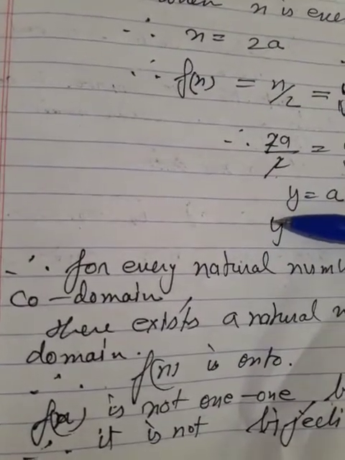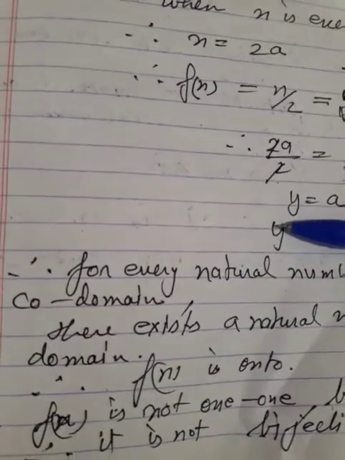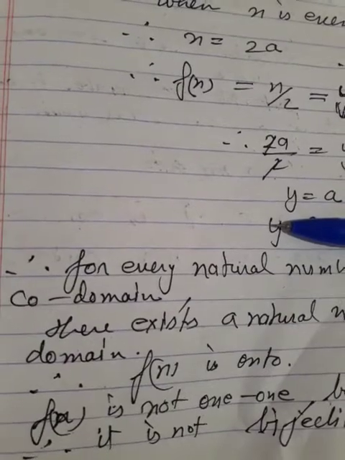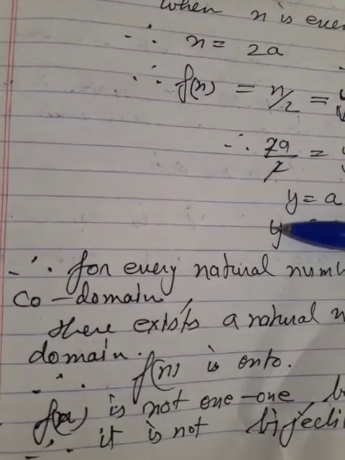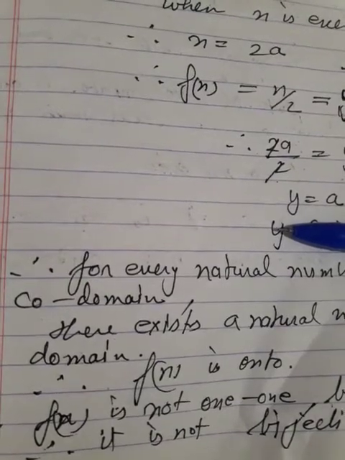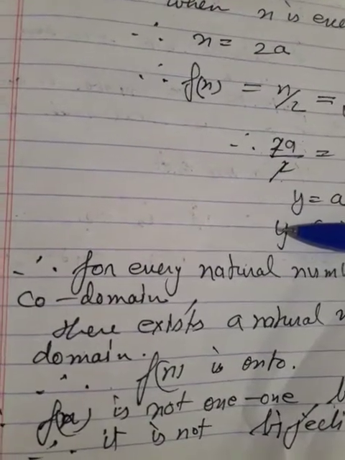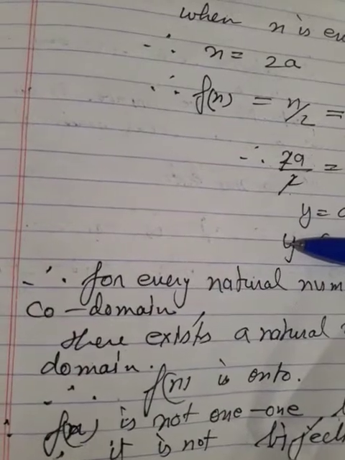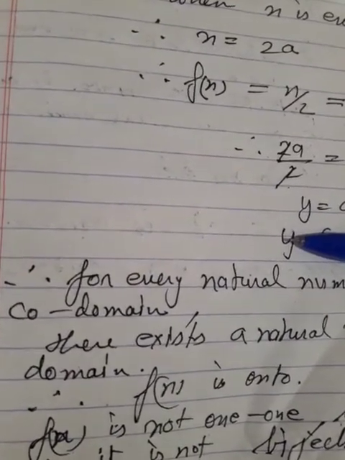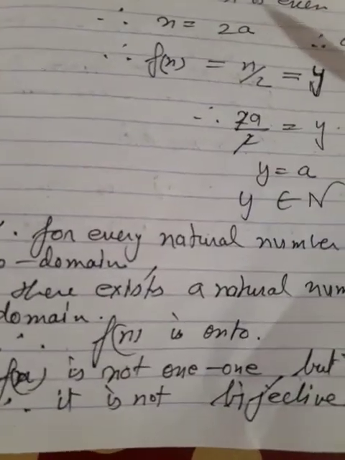We also have to prove whether this function is bijective or not. As we know, for a bijective function, the function should be both one-one and onto, but this function is only onto, not one-one. Hence this cannot be a bijective function.